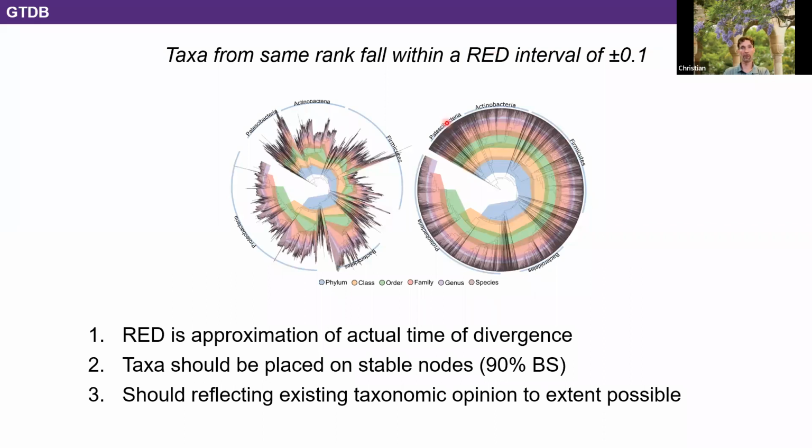Then we also emphasize that if you decorate the tree, taxa should be placed on stable nodes. So we look for nodes that have a bootstrap value of 90% or higher. What that guarantees us is stability between releases, and also if you compare different inference methods. And finally, the decision of how we define those taxonomic ranks should reflect existing taxonomic opinion to the extent possible, meaning we want to keep changes to a minimum.